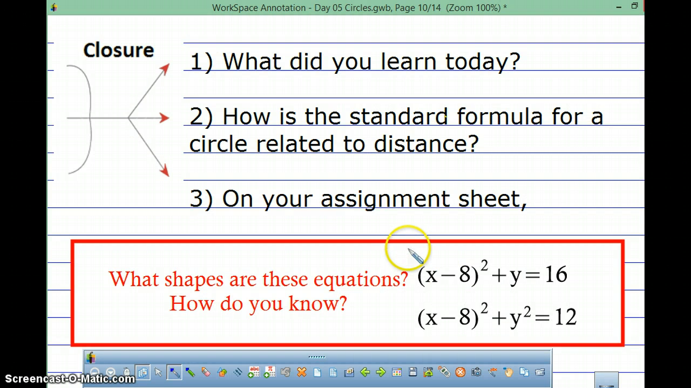So what did you learn today? How is the standard formula for a circle related to distance? And what shapes are these equations and how do you know?